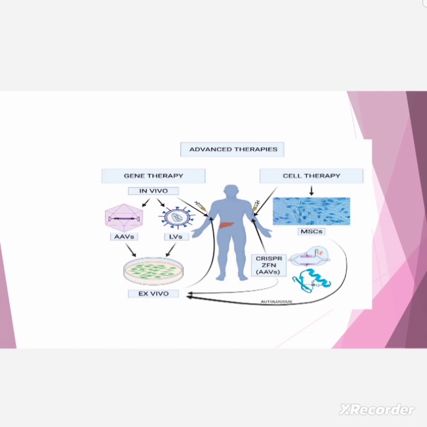This is the diagrammatic representation of ex vivo and in vivo gene therapy. In vivo, different types of viral vectors are used. AAV is adeno-associated viral vectors. LVs, lentiviral vectors, are also a form of vector. With the help of these, modified tissues or cells can be introduced into the patient's body.